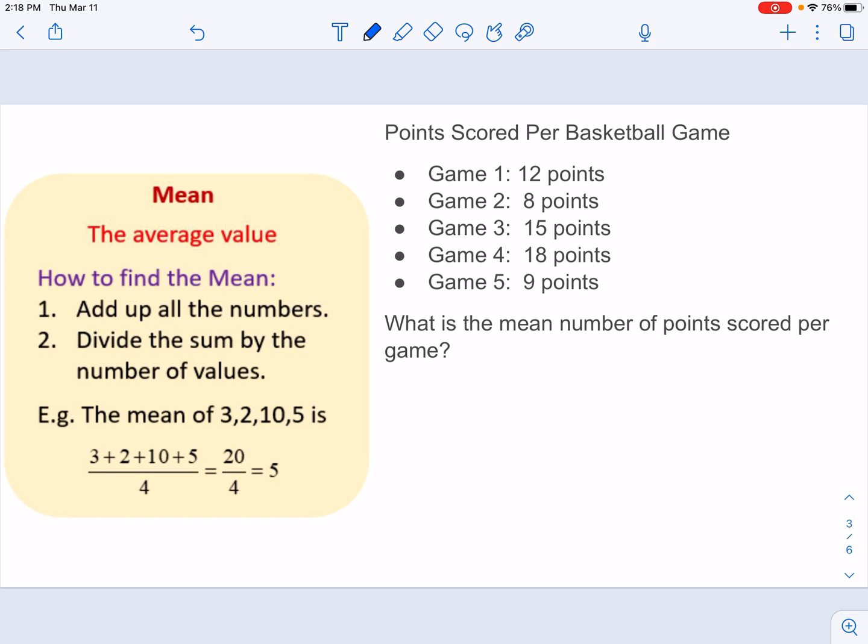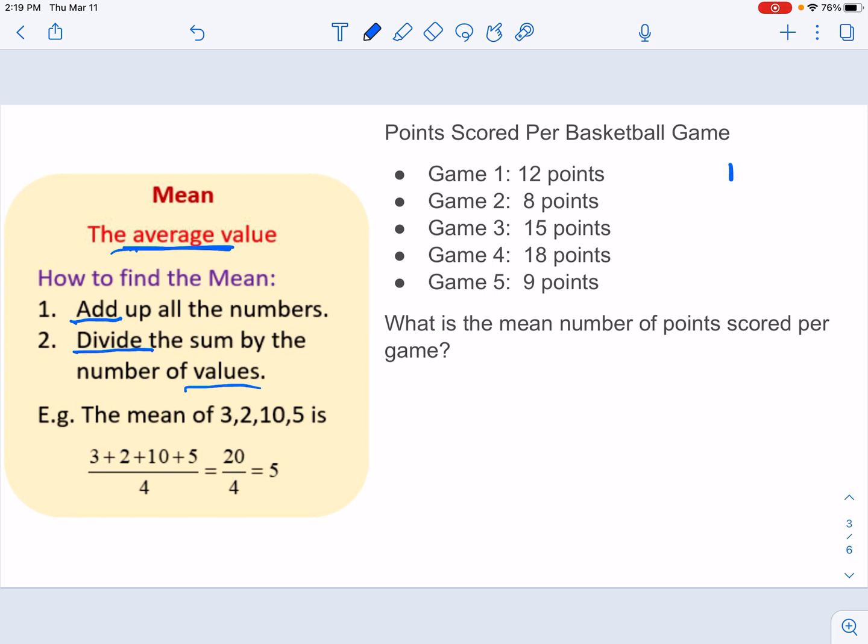All right, so mean. Remember, mean is our average. Okay, so we have to add up all the numbers and then divide by how many there are. So for this example, we have the points that were scored per basketball game. So in game 1, they had 12, game 2, 8, game 3, 15, game 4, 18, and game 5, 9. We want to find the mean number of points scored per game. So what was his average?